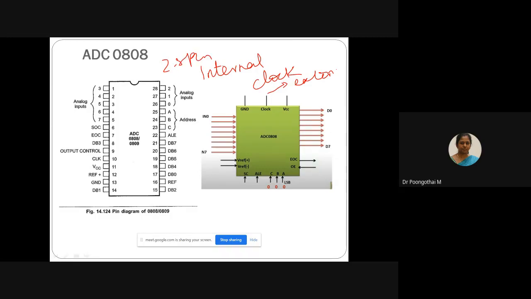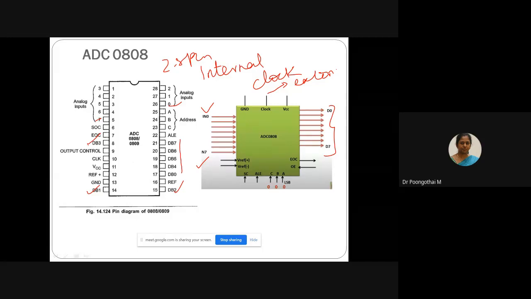So it has 8 analog inputs, from IN0 to IN7. But only one of them can be selected at a time because it has 8 digital output pins, D0 to D7, here DB0 to DB7.